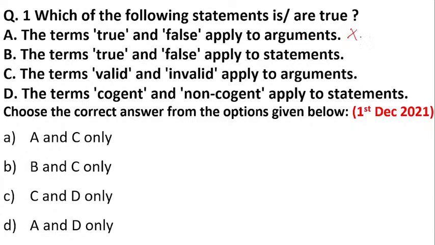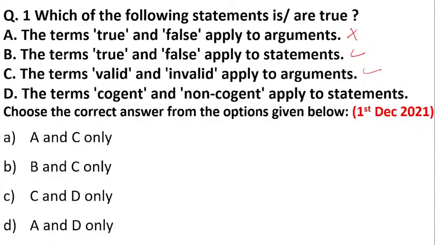You remember I told you in the first lecture of logical reasoning that the terms true and false apply to statements. The term valid and invalid apply to arguments. An argument could be valid or invalid; we cannot call an argument true or false. True and false are for statements, and valid and invalid are for arguments. Valid and invalid we call deductive argument. A deductive argument could be sound or unsound, while an inductive argument can be cogent or non-cogent, or uncogent, you can say.